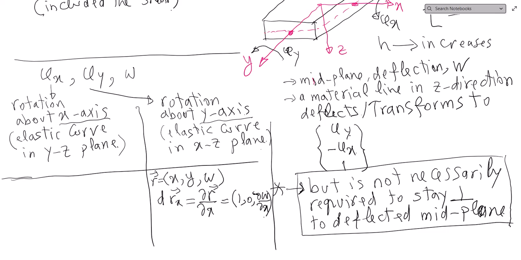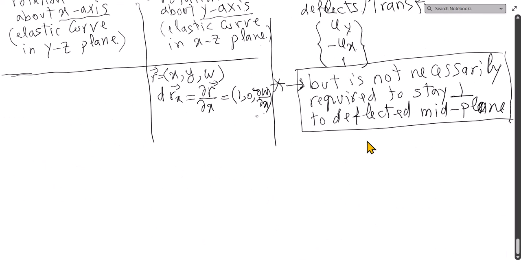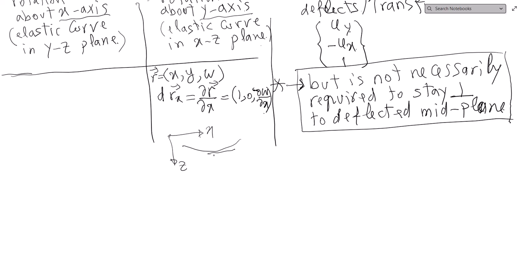So this is the tangent to the elastic curve due to phi y rotation in the plane. Okay, so basically if you have this, you will get, and we are in the xz plane here, this is this tangent.